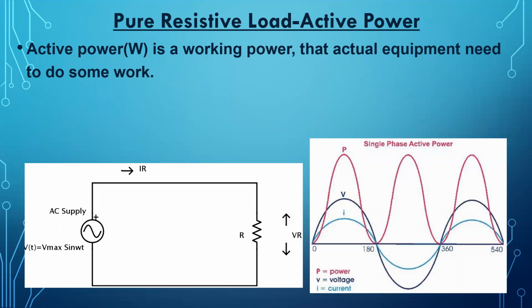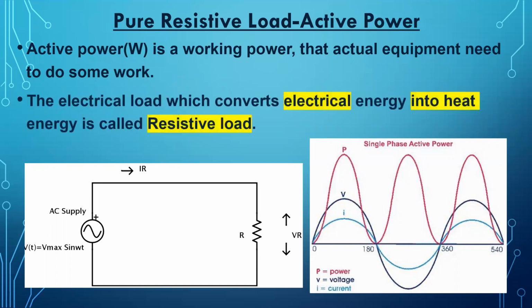So what is the work? The work is I square R work. Electrical energy is converted into heat energy. Any form of energy can be converted according to the thermodynamics law. The electrical load which converts the electrical energy into heat energy is called the resistive load.